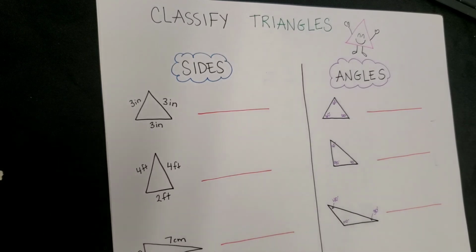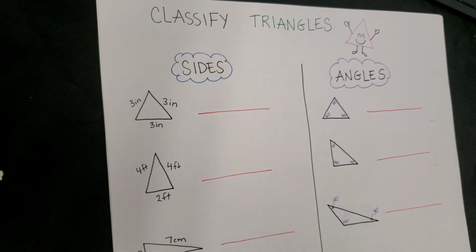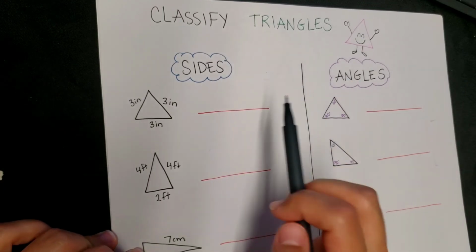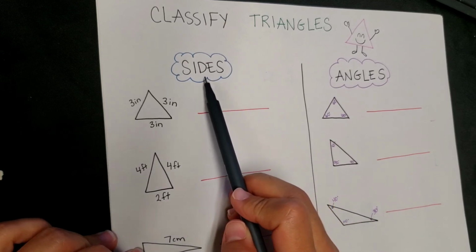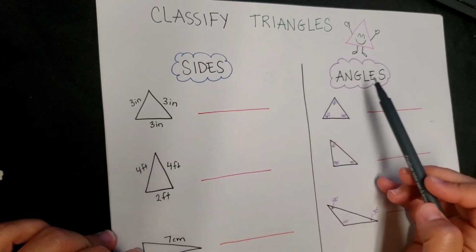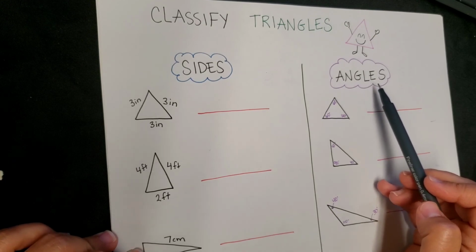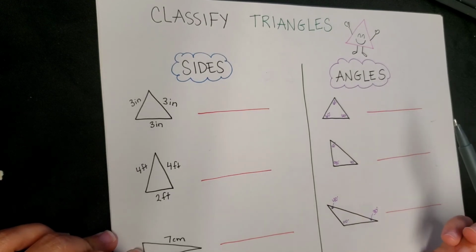Today we're going to go over lesson 11.2, and lesson 11.2 focuses on classifying triangles. Now, when I did the previous video for lesson 11.1, we went a little bit over some of the different types of triangles, but today we're going to go more in depth. Basically, we're going to be classifying triangles based on two categories. We're going to look at each triangle's sides, and we're going to look at the angles of each triangle. We're going to come up with basically a first and last name for the triangle.